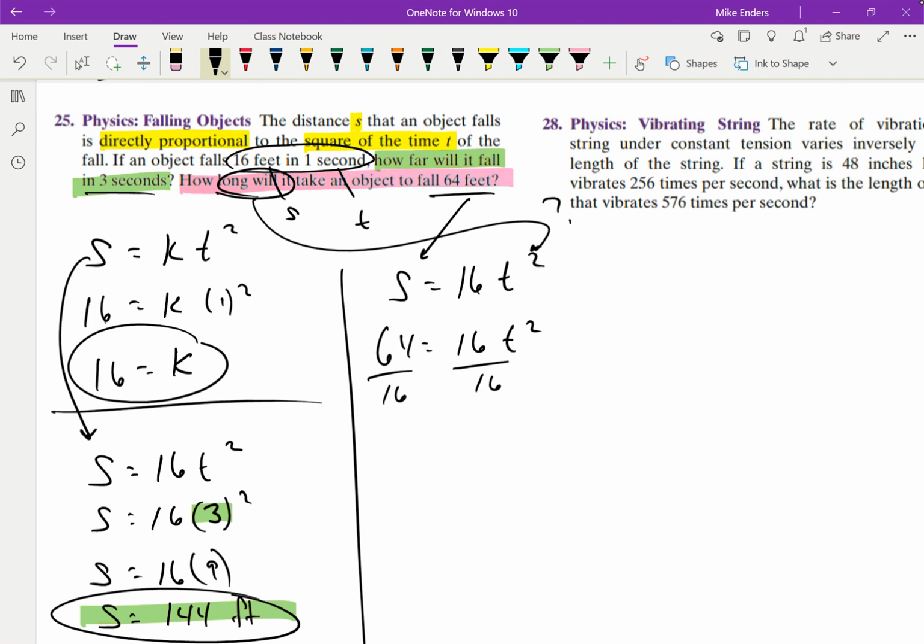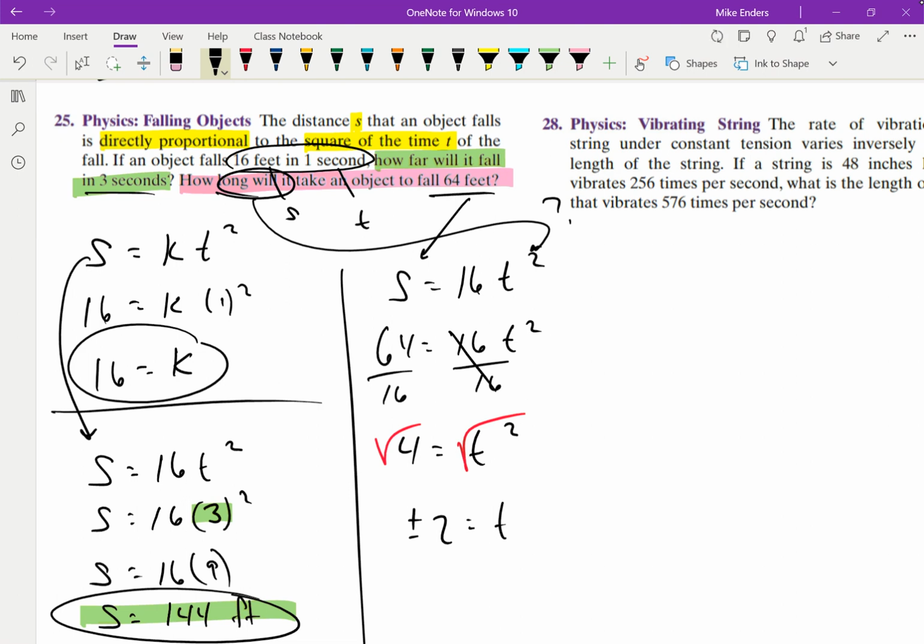Solving that equation for t squared, you have to divide both sides by 16. So 64 divided by 16 is 4. To solve this, we're going to take the square root of both sides. In an equation, we've got the principal square root and the non-principal. So t is going to be plus or minus 2.